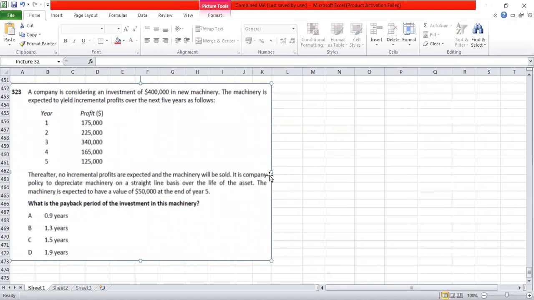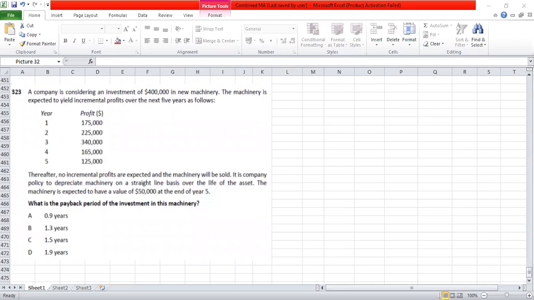A company is considering an investment of 400,000 in new machinery. The machinery is expected to yield incremental profits over the next 5 years as follows. At the end of the first year, 175,000, second year 225,000, third year 340, fourth year 165, fifth year 125. Thereafter, no incremental profits are expected and the machinery will be sold. It is company policy to depreciate machinery on a straight line basis over the life of the asset. The machinery is expected to have a value of 50,000 at the end of year 5. What is the payback period?